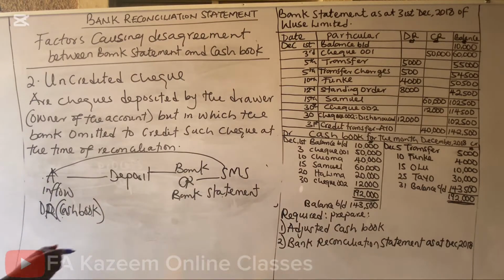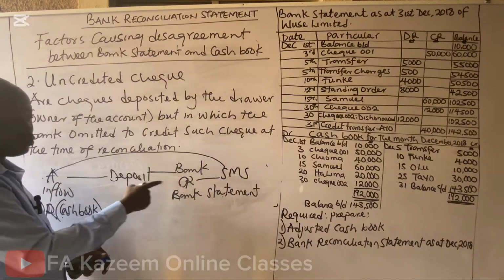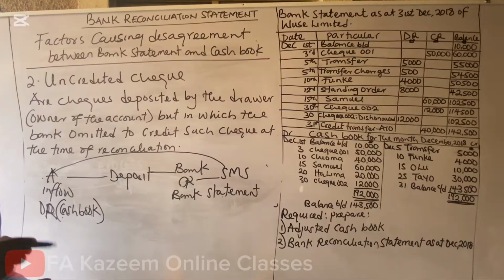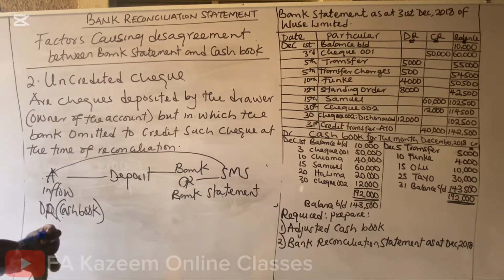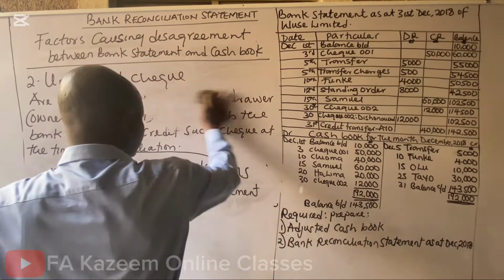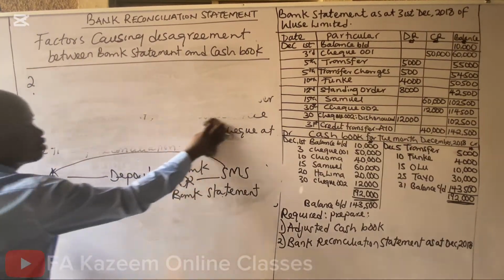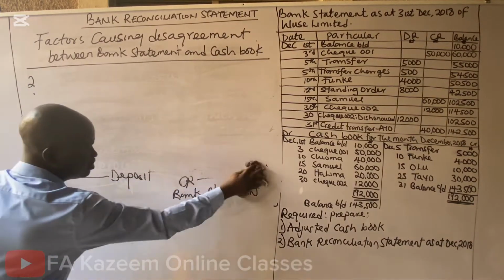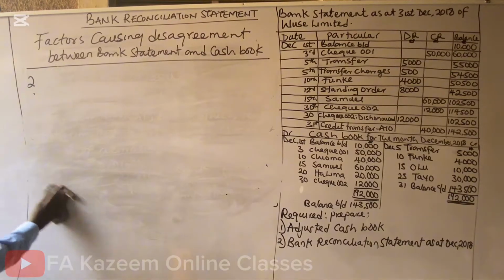Now, if the bank fails or omits to credit such a deposit, we say the bank has done what we call uncredited. Uncredited means the check has not been recorded. Now, let's move from uncredited check to bank charges. That's another factor that can cause disagreement between the bank statement and the cash book.